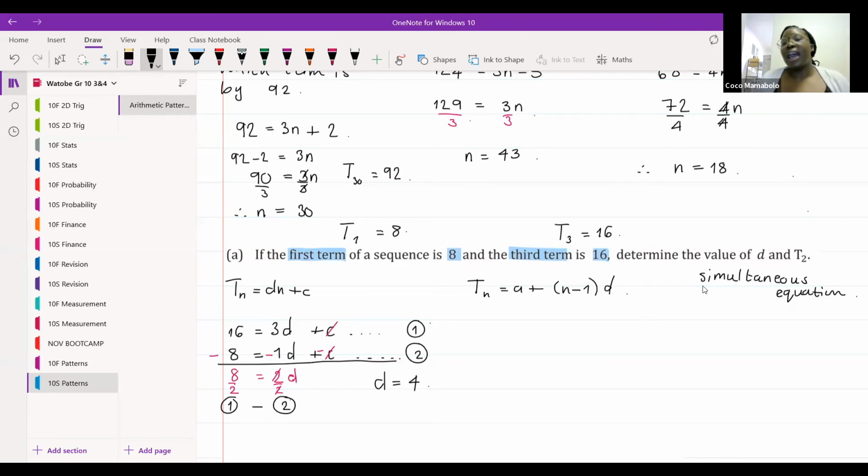Excellent, excellent. And from finding D, then we can find the general term. Because we've got D, we've got any of the n's, we can just replace any of them to calculate for C or to calculate for the other formula.